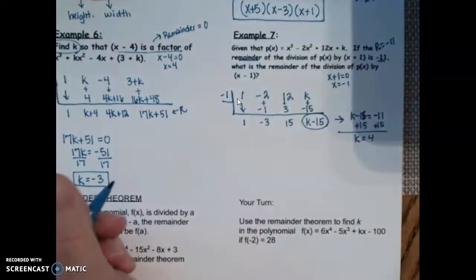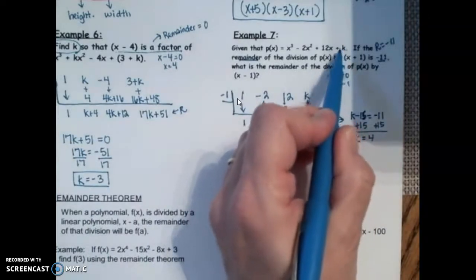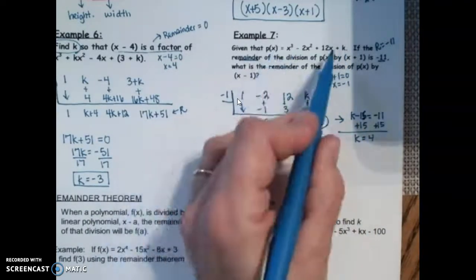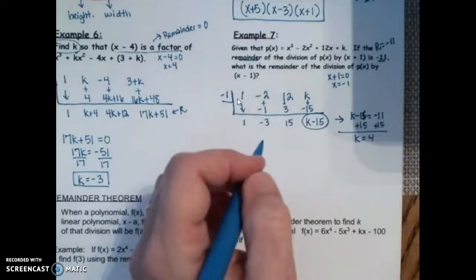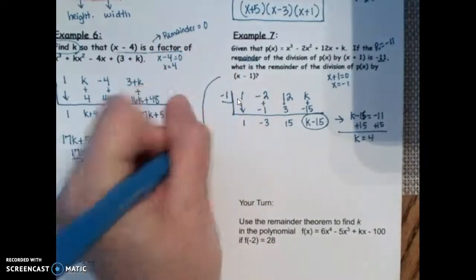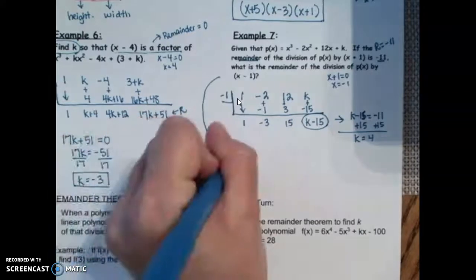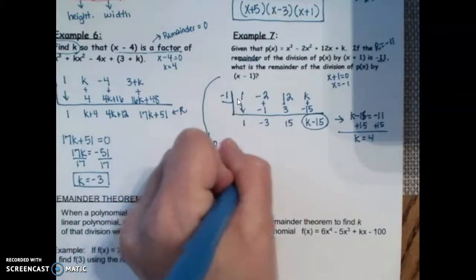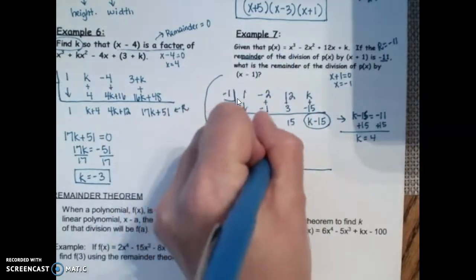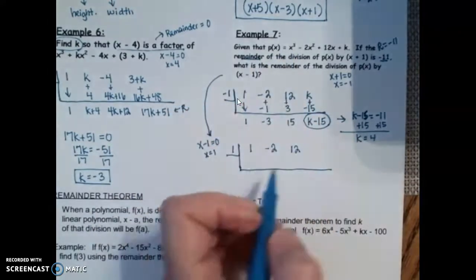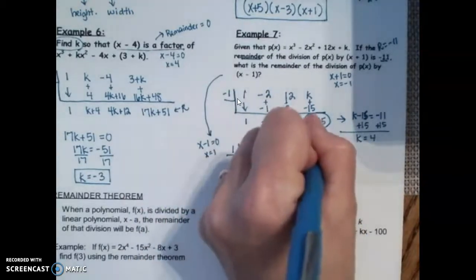So k is going to be 4. So now we know what we can replace this k with to divide the polynomial by x minus 1. So you're going to do the whole process over, but we're going to be dividing by x minus 1 this time. So this time positive 1 is going to go in our box. So you're using that coefficient 1, negative 2, 12, but I don't need to put k. I know what k is. K is 4.